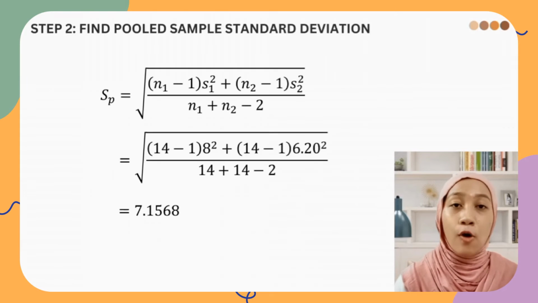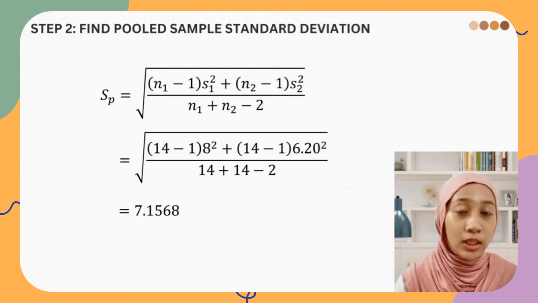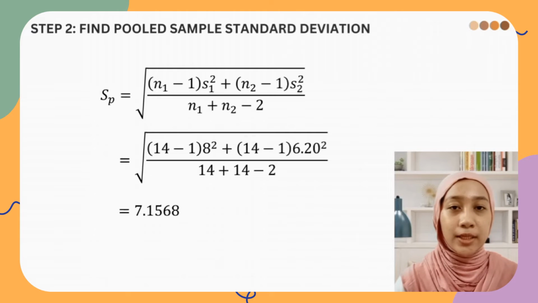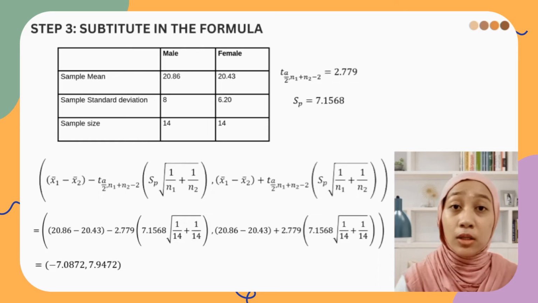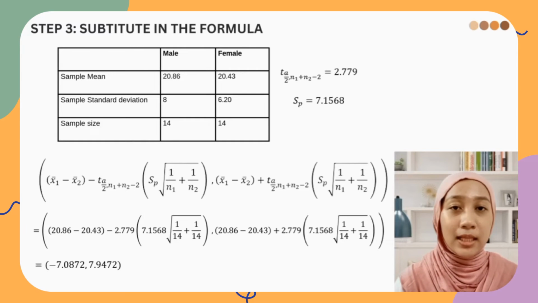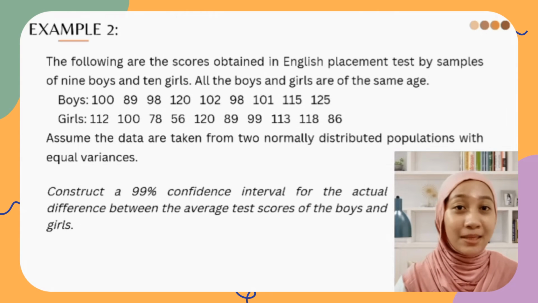Next, step 2. Find the pooled sample standard deviation. Use this formula for Sp and substitute all the information we get from the question. And we get the answer for pooled standard deviation is 7.1568. And the last step, we need to substitute all the information into this formula. And the answer is negative 7.0872 and 7.9472.